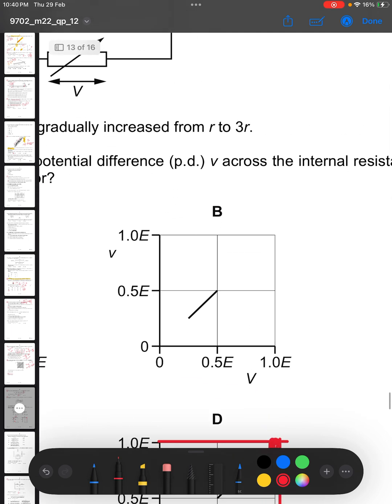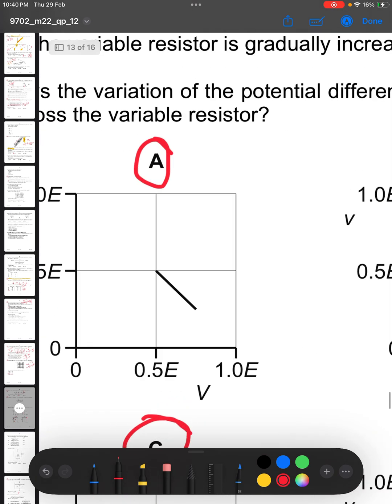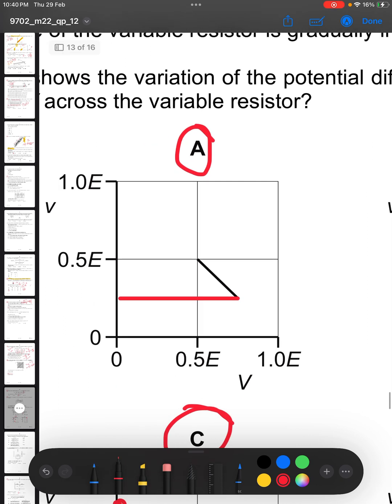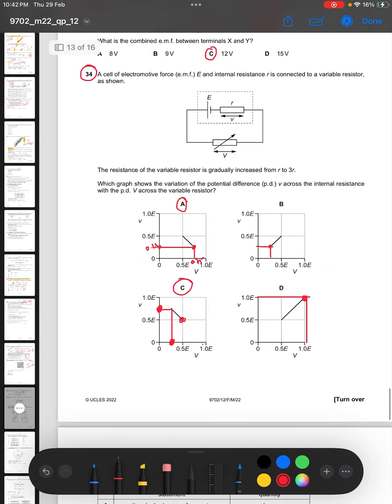Then this one, even though we will not consider it much, is 0.25 plus 0.25, which doesn't add up to E. So this one is the perfect one, because it is showing that the voltage across the internal resistance has decreased to 0.25, but that across the variable resistor has increased to 0.75, which means that the sum is still equal to E, and the voltage across the variable resistor has increased as expected. So the answer is A because of that.